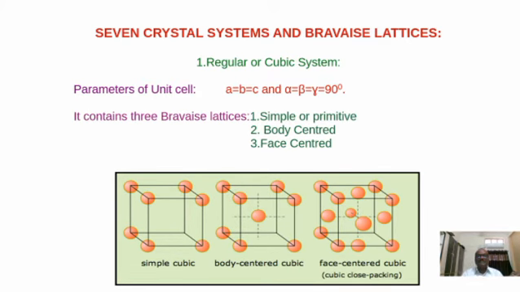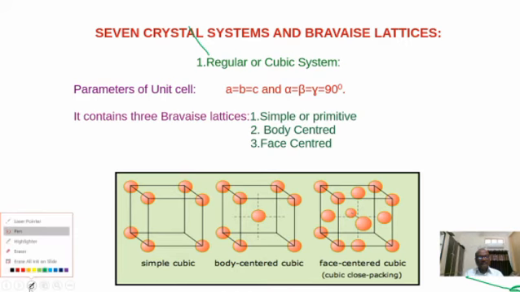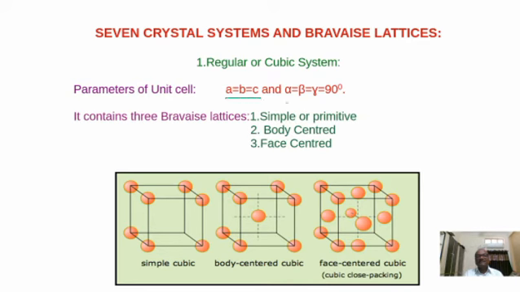Among these, the first crystal system is the regular or cubic system. What is the meaning of regular or cubic system? We know the parameters of that unit cell: A is equal to B is equal to C. It means the intercepts on the x, y and z axes will be the same, and also alpha, beta, gamma are equal to 90 degrees. Now this crystal system is available in nature in only 3 Bravais lattices.